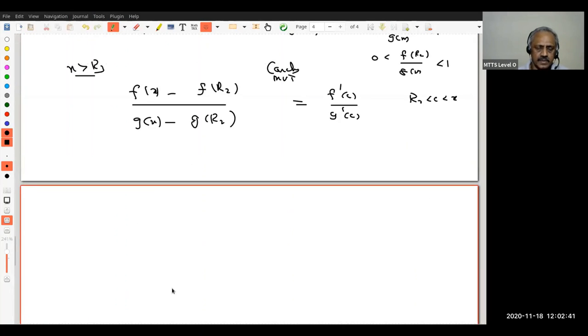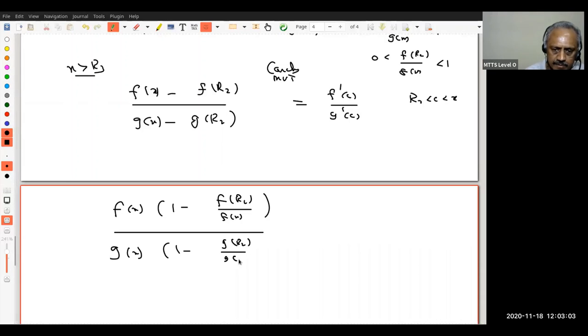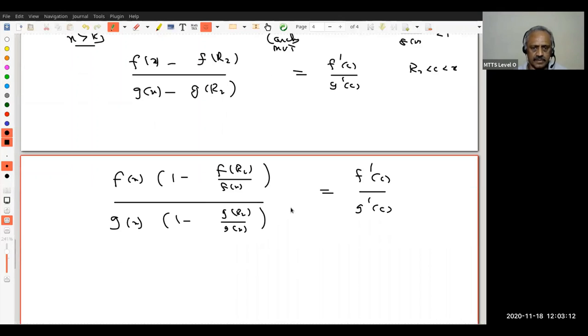So I have this, right? Now, as I did earlier, what will I do? I'll pull out f of x outside in the numerator. Therefore, it's 1 minus f of R2 by f of x. And here, denominator also I'll do that: g of x into 1 minus g of R2 by g of x. That's equal to f dash of c by g dash of c. Do you understand this?